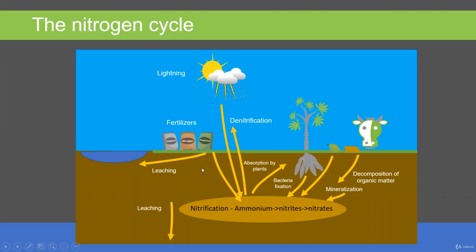Fertilizers are a source of nitrogen as well, and nitrogen, especially in the nitrate form, is susceptible to leaching. It readily leaches from the soil in the nitrate form because it carries a negative charge, and the soil particles also carry a negative charge. So there are some repulsion forces, and the nitrate leaches from the soil.